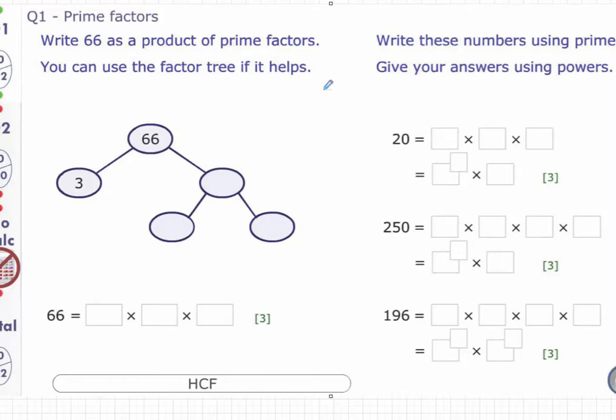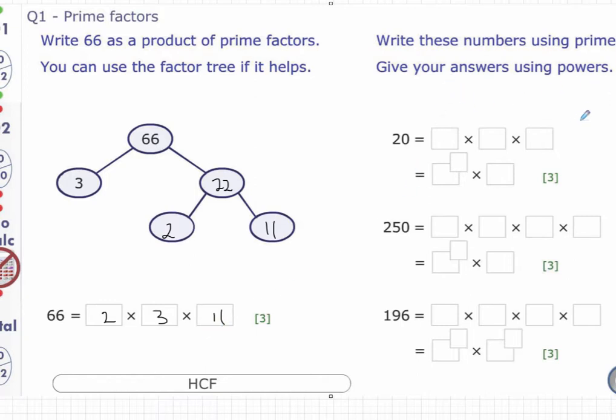Okay, right, 66 as a product of prime factors. Well, 3 will be 22, won't it? That will be 22, and then 2 11s. Very easy. So on all of it, it'd be 2 times 3 times 11.